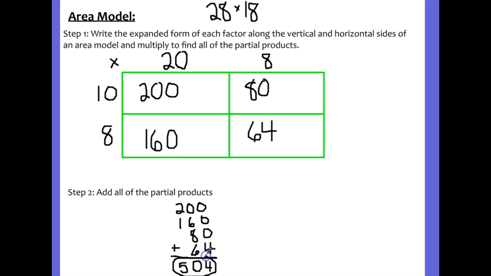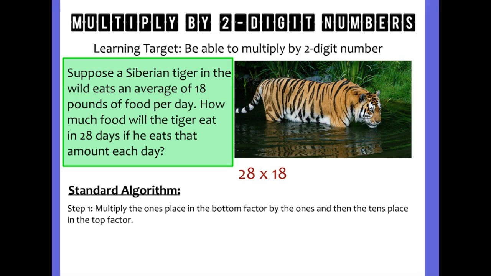All right, so that's the strategy that probably looks a little bit more familiar to you all. However, the strategy that we want to be learning today is using the standard algorithm. So we're going to look at the same word problem, okay? Same tiger, same amount of food, same number of days. So we have the same factors, which are 28 and 18.